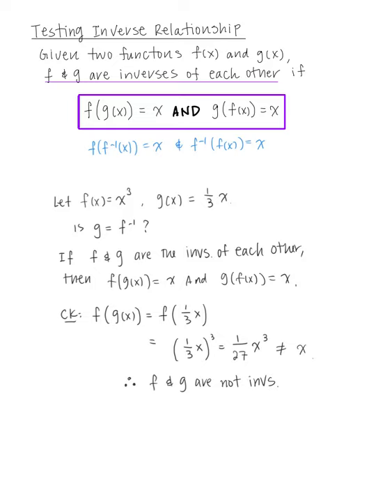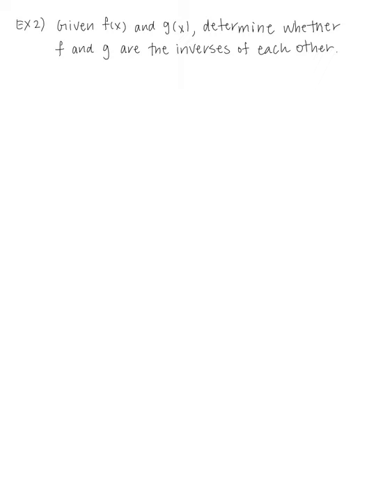Don't worry, we're going to do some examples in a minute. Let's take a look at example 2. Given f of x and g of x, determine whether f and g are the inverses of each other. Let's go with part A. Let f of x be x cubed and g of x equal the cube root of x. In order to determine whether f and g are inverses of each other, we have to compose f of g of x and g of f of x, and we're crossing our fingers hoping that they both equal x.